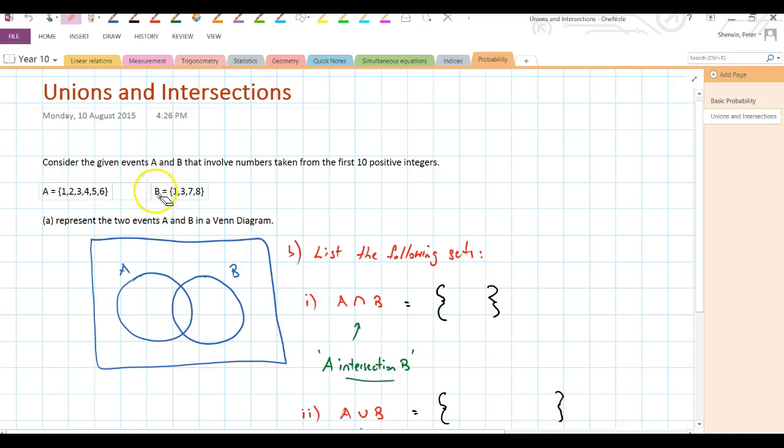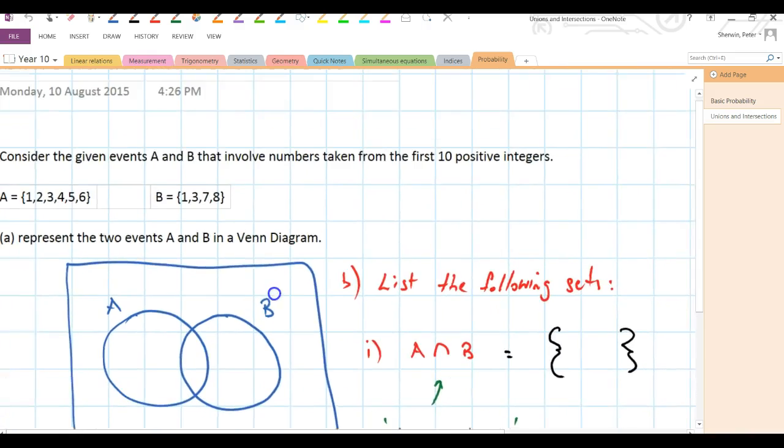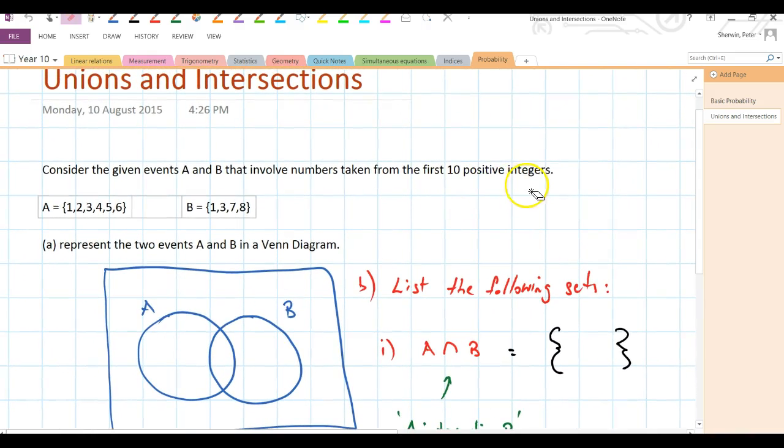Consider the events A and B that involve numbers taken from the first 10 positive integers. The first 10 positive integers represent the sample space, the sample space being all the possibilities. So the first 10 positive integers, 1 to 10. This is the set A: 1, 2, 3, 4, 5, 6, and the set B is 1, 3, 7, 8. Represent the two events A and B in a Venn diagram.